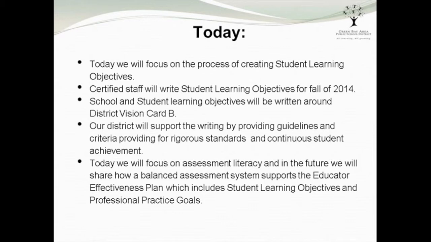Our district will support the writing by providing guidelines and criteria, providing for rigorous standards and continuous student achievement. Today we will focus on assessment literacy, and in the future we will share how a balanced assessment system supports the educator effectiveness plan, which includes student learning objectives and professional practice goals.